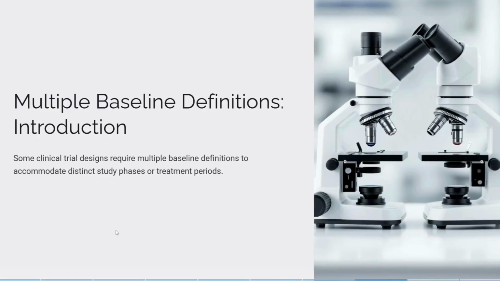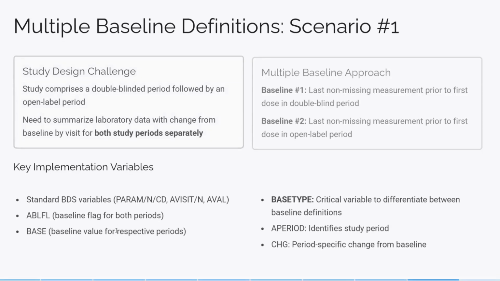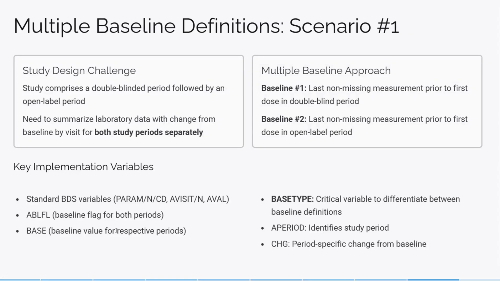And the multiple baseline definition introduction. Some clinical trial designs require multiple baseline definitions to accommodate distinct study phases or treatment periods. So here is the study design, scenario 1, the study design challenge. The study comprises a double-blinded period followed by an open-label period. So we need to summarize laboratory data with change from baseline by visit for both study periods separately. Okay, so the multiple baseline approach: baseline 1 is the last non-missing measurement prior to the first dose of the double-blind period, and baseline number 2 is the last non-missing measurement prior to the first dose in the open-label period.